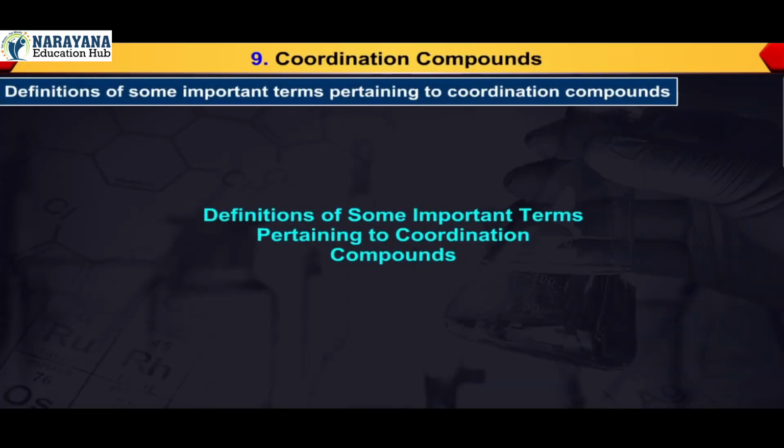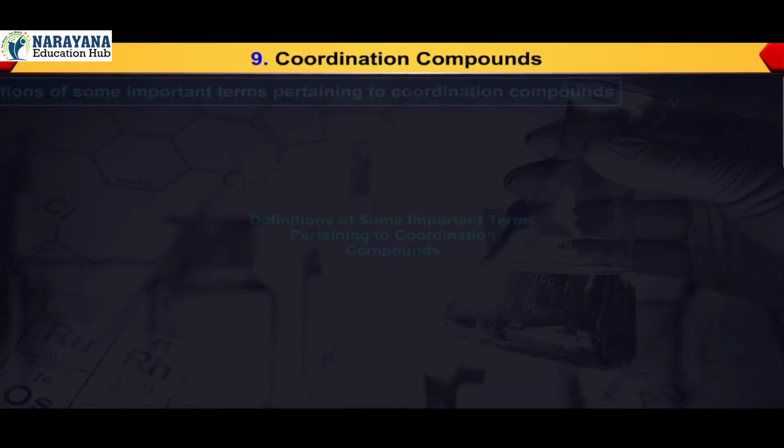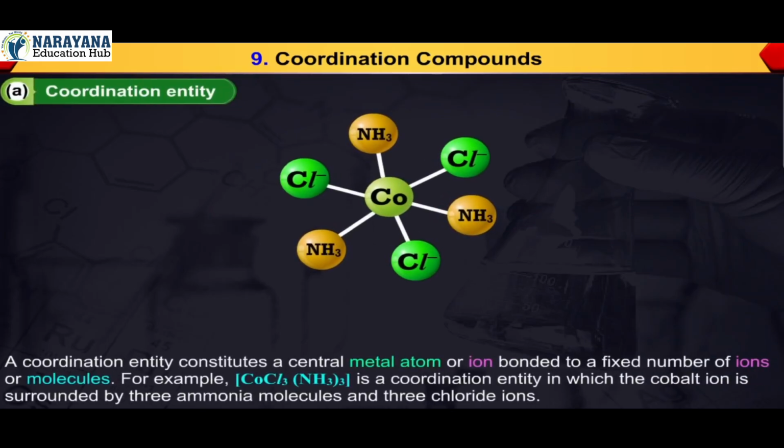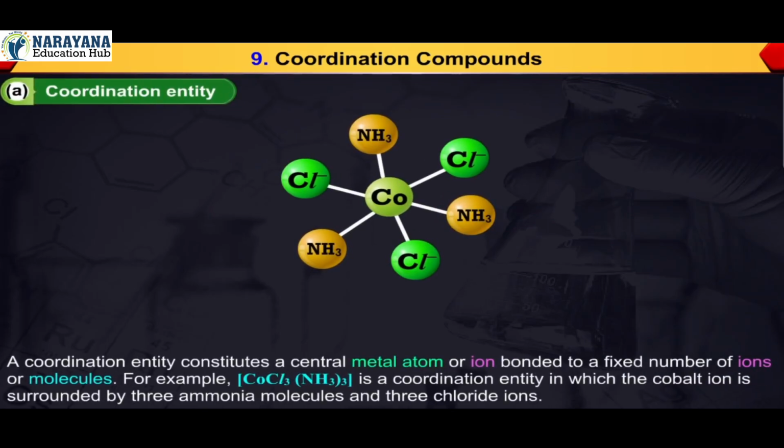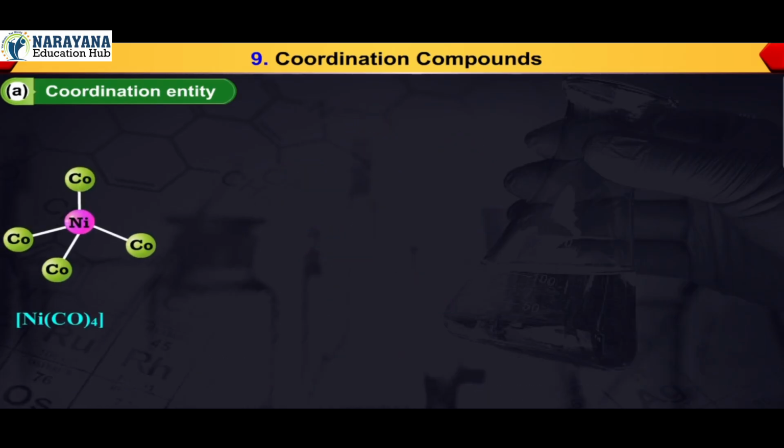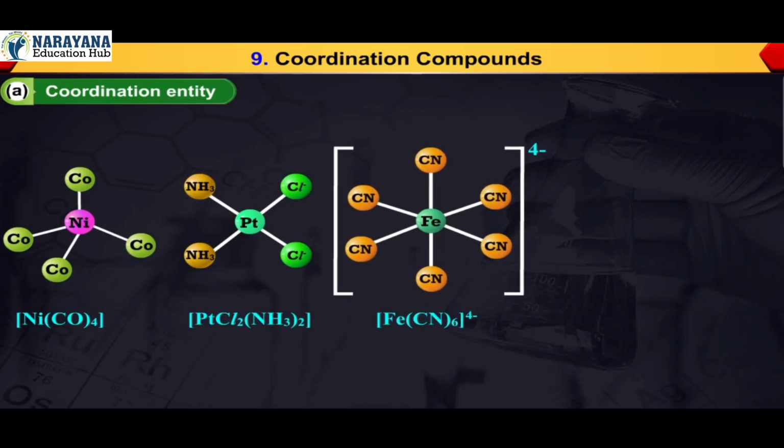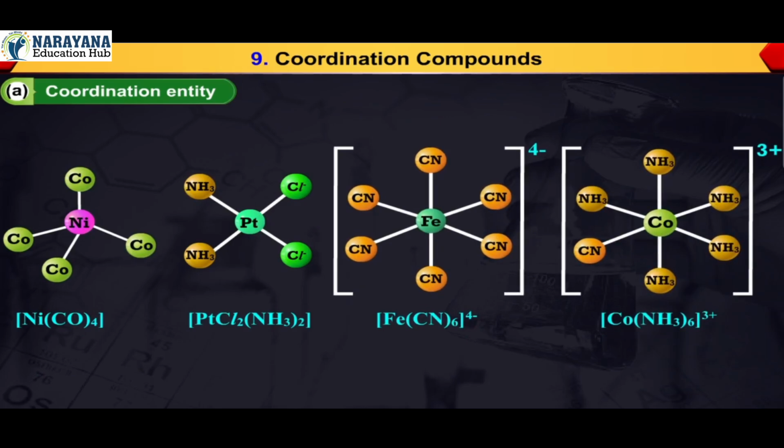Definitions of some important terms pertaining to coordination compounds. A. Coordination entity. A coordination entity constitutes a central metal atom or ion bonded to a fixed number of ions or molecules. For example, [CoCl3(NH3)3] is a coordination entity in which the cobalt ion is surrounded by 3 ammonia molecules and 3 chloride ions. Other examples are [Ni(CO)4], [PtCl2(NH3)2], [Fe(CN)6]4-, [Co(NH3)6]3+.